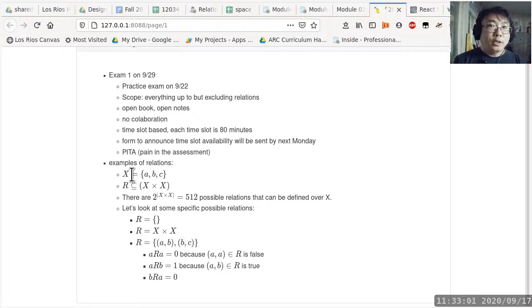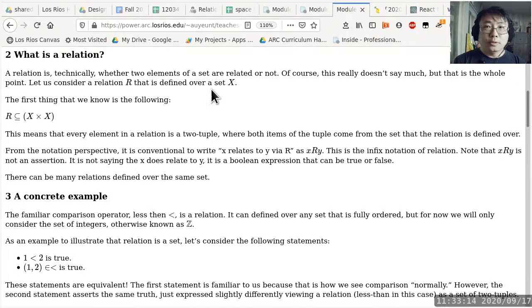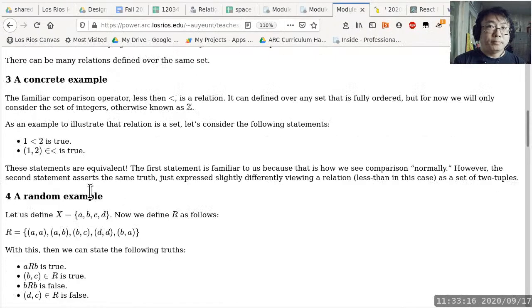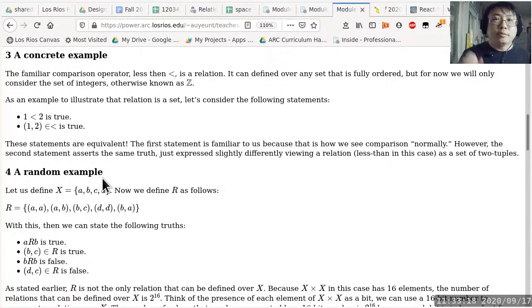So do we have any questions about the examples over here? Okay, no questions. If there are no questions, we're going to go back to the notes and move on to section 3. Section 3 is an example of what exactly a relation is. Why do we need to know about relations?